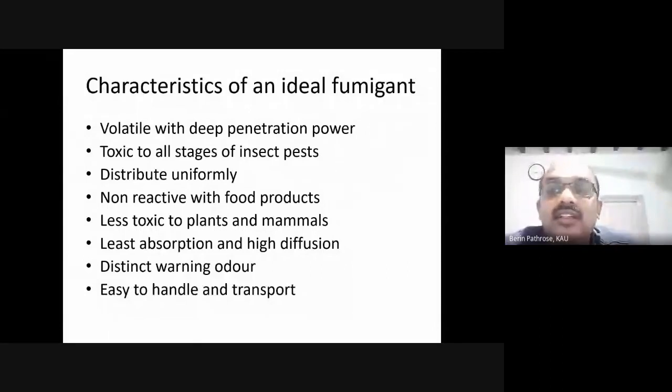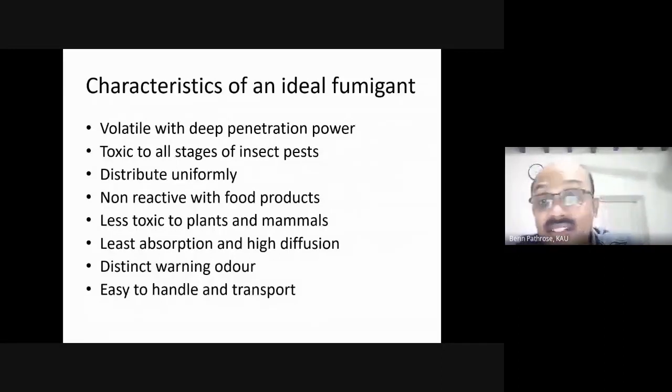High diffusion power is related to the distribution property, and also penetration power. If it has very good penetration power and very good uniform distribution, that means it has a good diffusing property. If it doesn't have that diffusion property, then it will not distribute evenly. So all those three things, penetration, distribution, and diffusion, are interlinked.